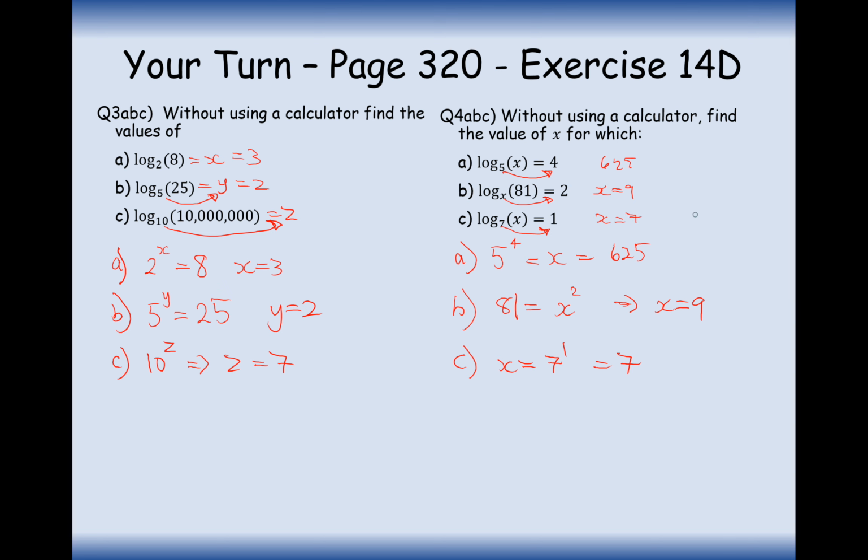And that's a general rule that if you have log to the base number of a of that number a, you're always going to get the number 1 because a to the power of 1 is still a.